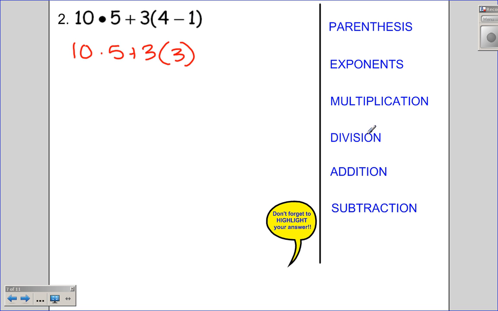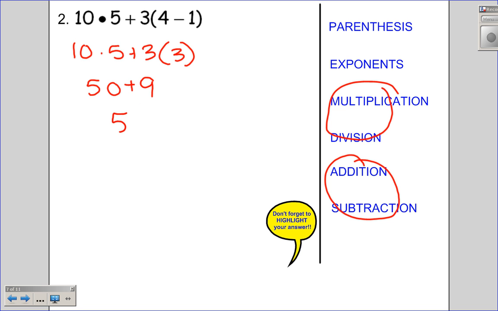Exponents, no. Multiplication and division together. Just like I'm going to do addition and subtraction together. Yes, I have some multiplication here. So 10 times 5 is 50. 3 outside of a parentheses like this is multiplication. So 3 times 3 is 9. And 50 plus 9 is 59.